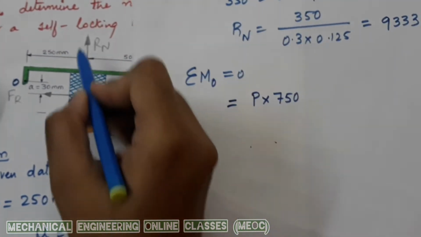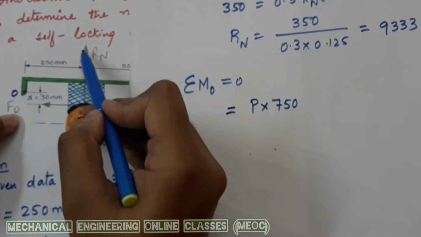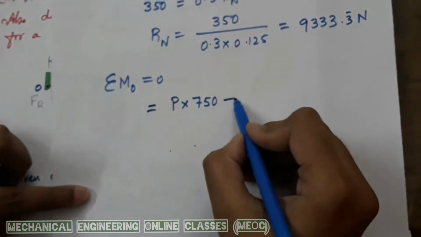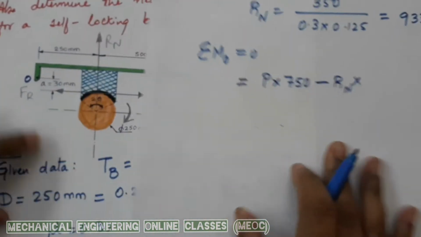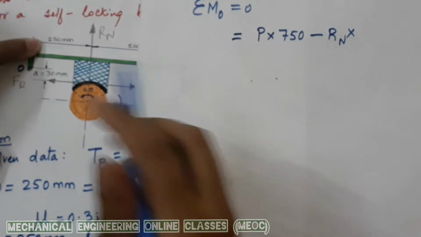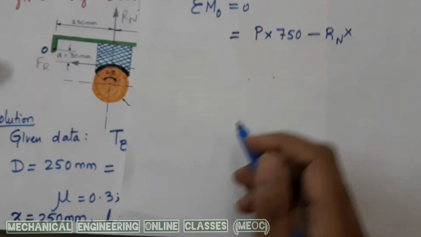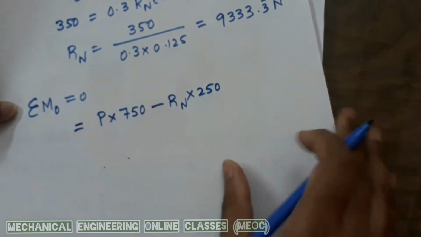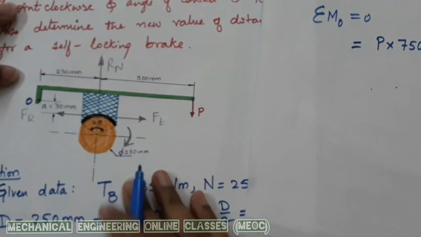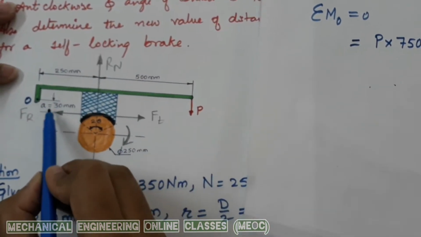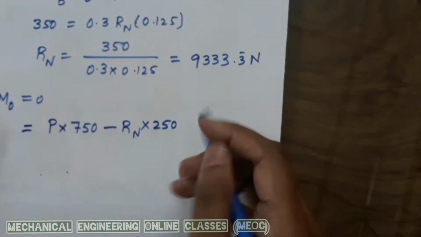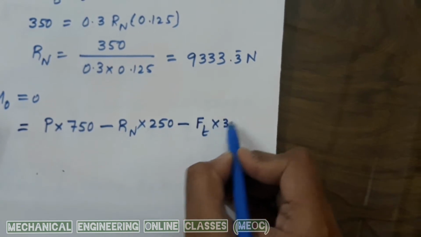Then Rn is acting upward and moment of Rn about O will be anti-clockwise, which is negative moment to me. So I will be writing minus Rn into this length between center of the drum to the fulcrum is x, which is given as 250 mm. So this is 250, and moment of Ft about O will be Ft into this 30. This distance is 30, and the moment is again anti-clockwise, which is negative for me. So minus Ft into 30.